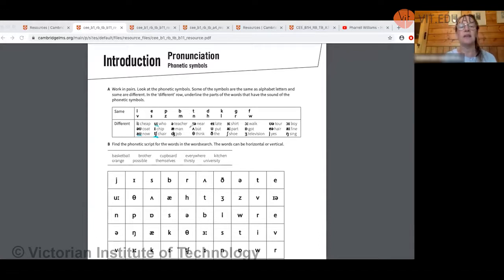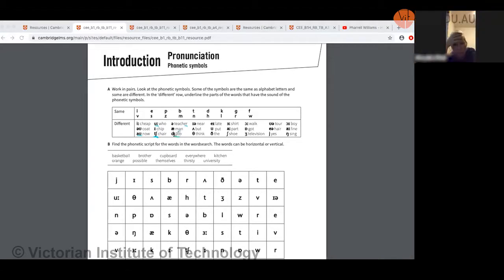Okay, and here, this is the schwa sound, and this is ah, so teacher. So we don't say teacher, we say teacher, okay? Here we've got man. Job. Yeah, and this sound is j here.